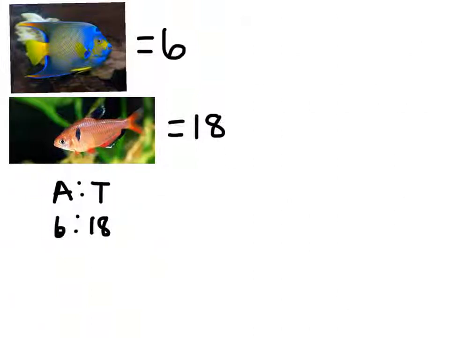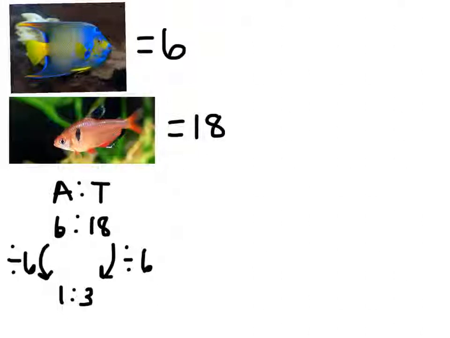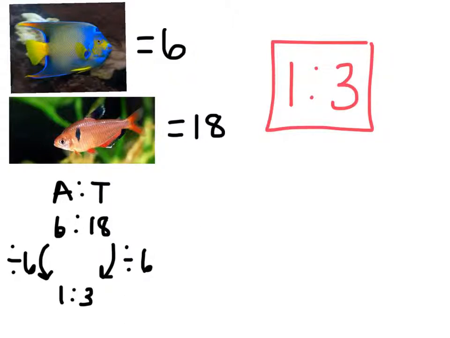However, when we look at the ratio 6 to 18, we can immediately see that that's not in simplest form. So we want to reduce this or divide to find the simplest form. So the greatest common factor for these two would be 6. So let's go ahead and do that process. Divide by 6, giving us a new ratio of 1 to 3. So the ratio of the number of angelfish to the number of tetras in the aquarium is 1 to 3. That is our answer in simplest form.